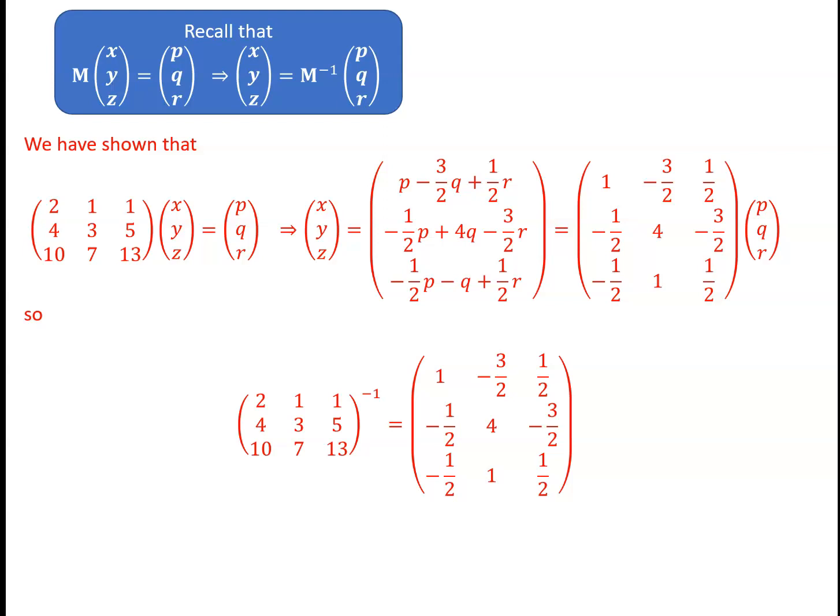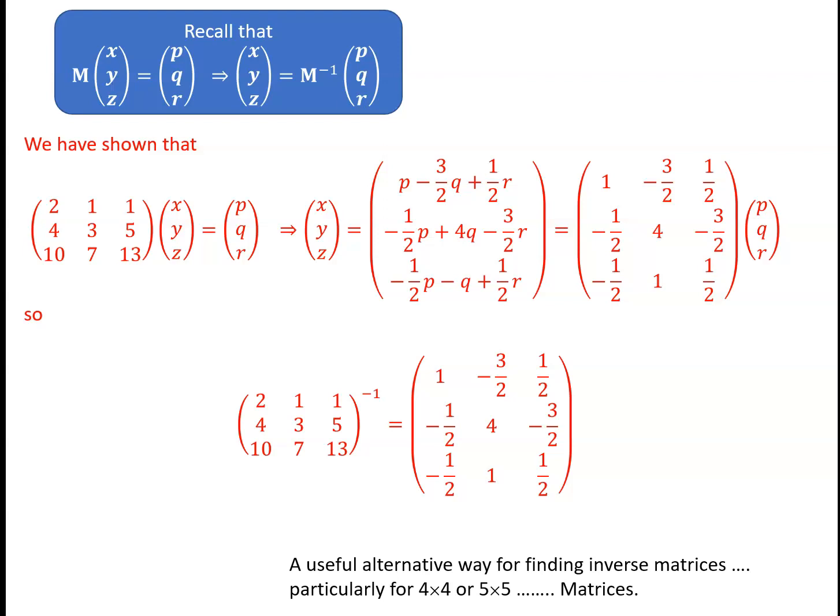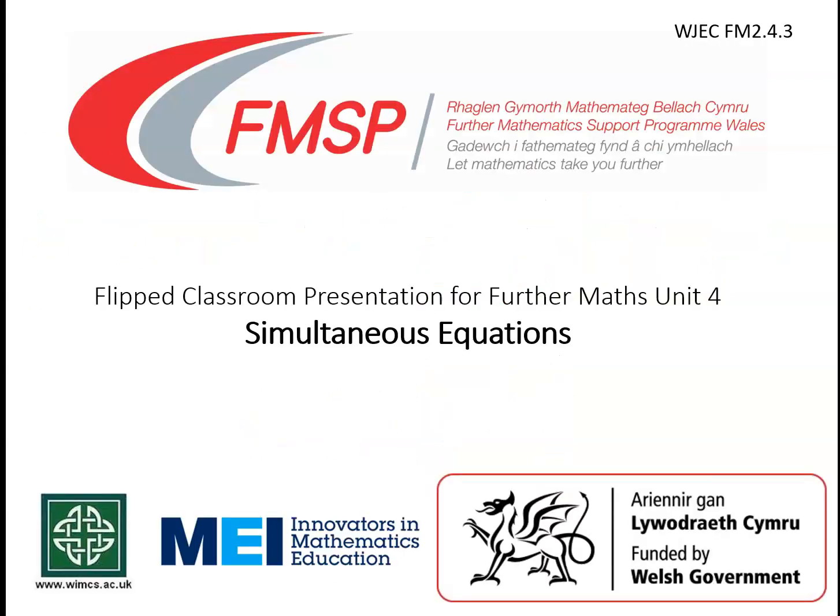So by reducing this system of equations to echelon form, we've actually been able to find the inverse matrix. And this method of finding the inverse matrix is particularly useful if we start getting to much larger matrices. So instead of having 3x3 matrices, we might have 4x4, 5x5 matrices. So it's worthwhile just realizing that it does give us an alternative way of finding inverse matrices. And that concludes our video on looking at the solution of simultaneous equations of 3 unknowns.